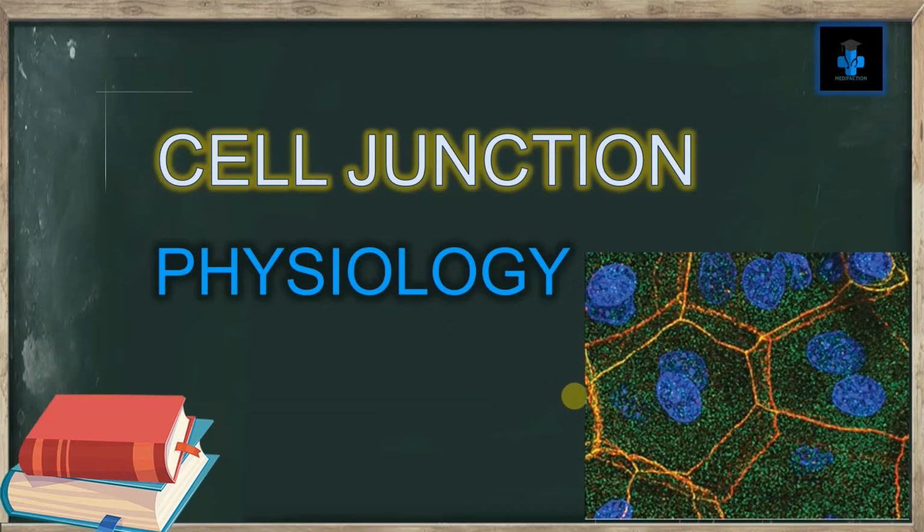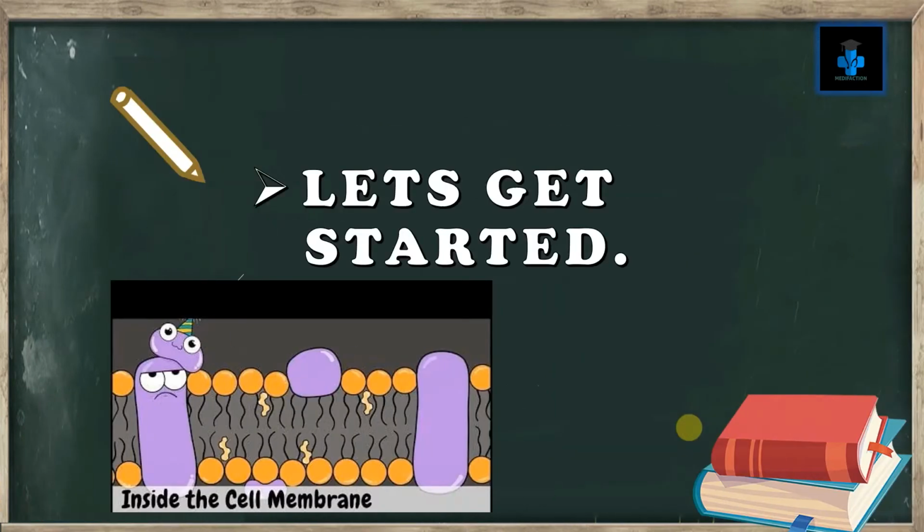Today, let's learn about the physiology of cell junction. Cell junctions are a class of cellular structures consisting of multi-protein complexes that provide contact or adhesion between neighboring cells or between a cell and the extracellular matrix in animals. So, in order to learn more about cell junctions, let's get started.